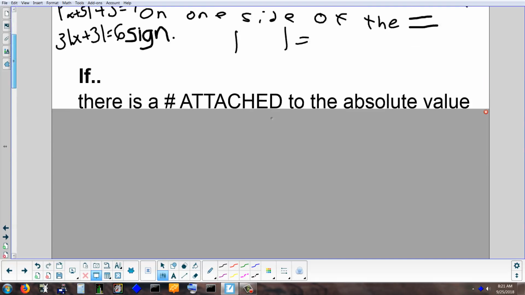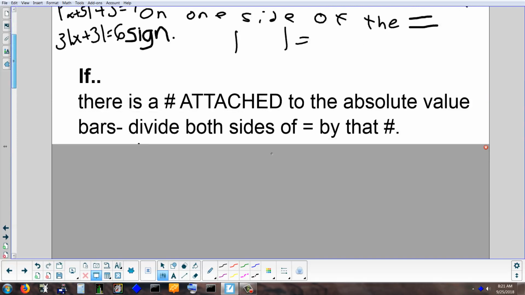All right? So if there's a number attached, like I showed you up here, we'll have a little bit of space to put your example too. But for example, something like that. There's a number attached to the absolute value. So up here we got a 3. You're going to divide both sides of the equal sign by that number. And again, we'll do an example in a second, so it makes a little bit more sense. If there's a number attached to the absolute value, there's no sign in between, just a number and the absolute value bars, you'll divide by the number that's attached to the absolute value.